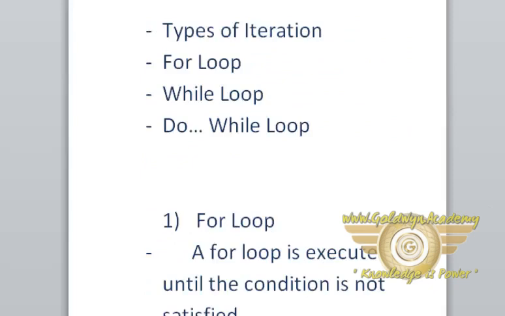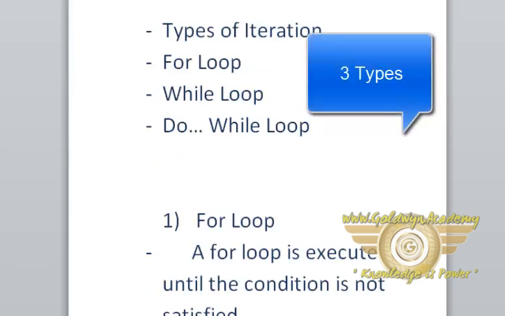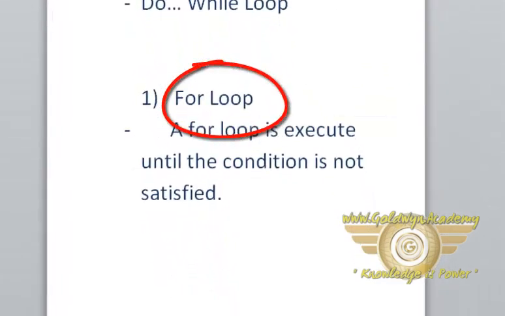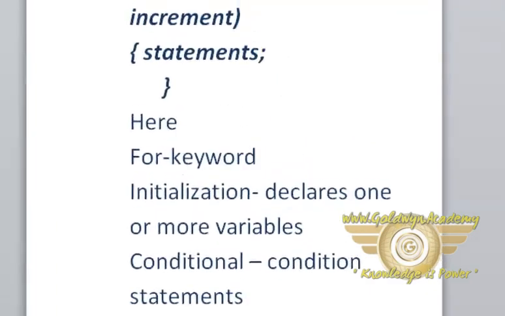There are three types of iteration in Java: for loop, while loop, and do while loop. Let's take a look at the for loop. A for loop executes until the condition is not satisfied. Let's take a look at the syntax.